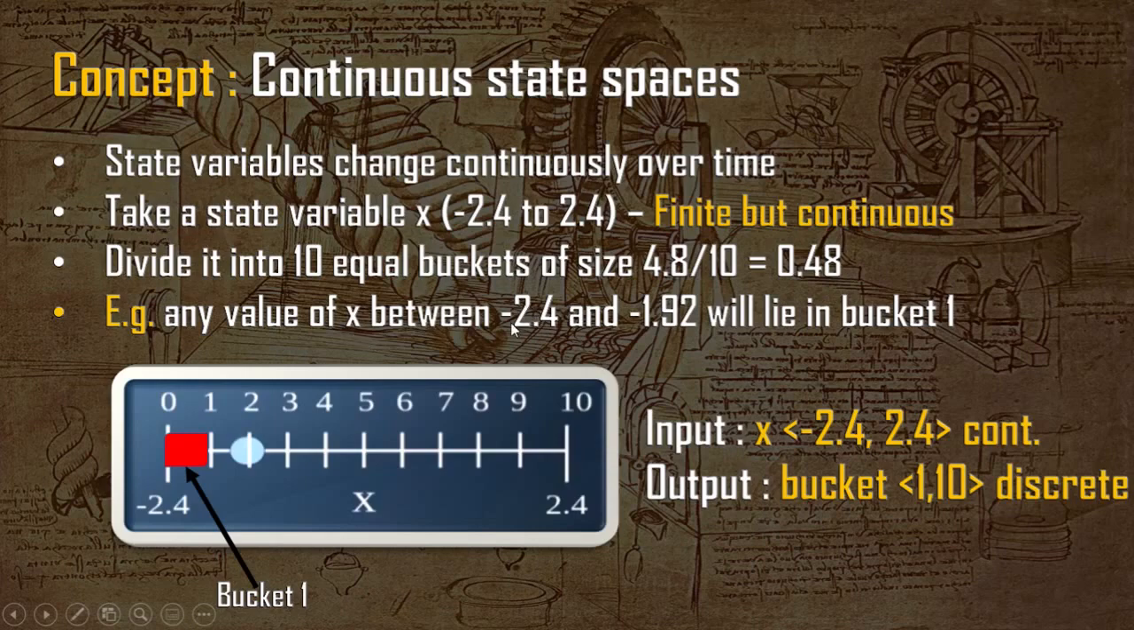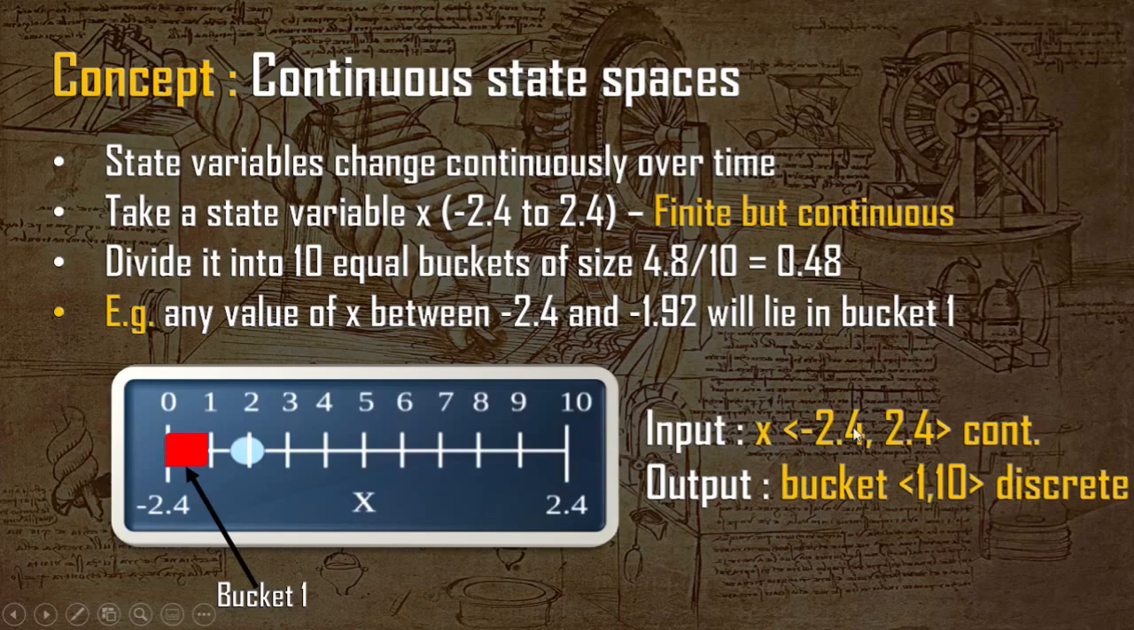So in today's case study, I'm taking the extremely simple solution that is possible and was used before we had actor critic and other approaches. So we take this state variable, let's say x for example, and it ranges from -2.4 to 2.4. Of course it's finite, that is, it is bounded within a range, but it is continuous, and the idea is that we divide it into 10 equal buckets of size 0.48, such that if a value of x lies between let's say -2.4 and -1.92, then it is allocated to bucket 1.